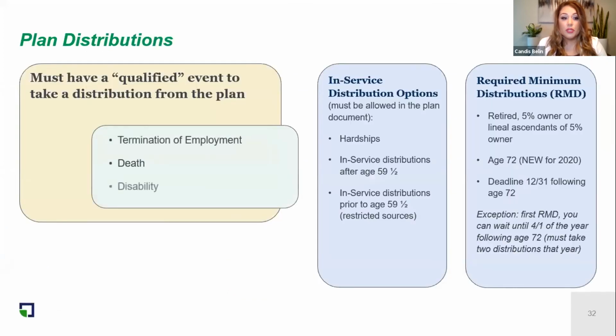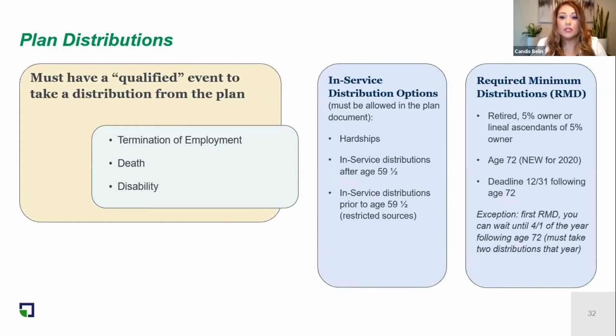So regarding plan distributions, you have to have a qualified event to take a distribution from the plan. The standard qualifying events are termination of employment, death, or disability. Now, you can add different distribution options into your plan via a plan amendment or write it into your document. So it must be allowed in the document in order to take one of these kinds of distributions. So hardships, in-service distributions after age 59 and a half, and in-service distributions prior to age 59 and a half. Now, that one has restricted sources. You can typically only take discretionary employer contributions.